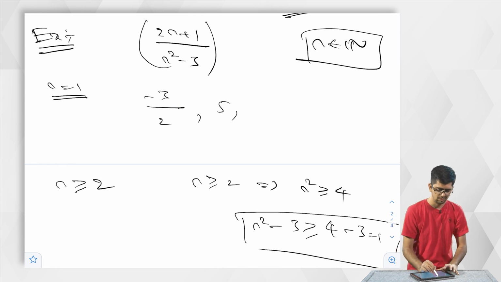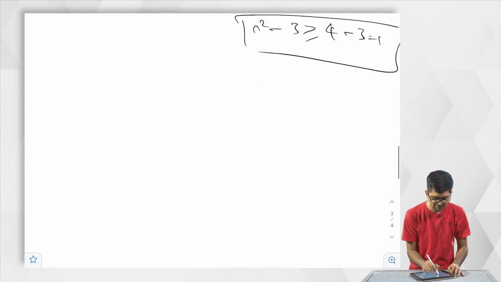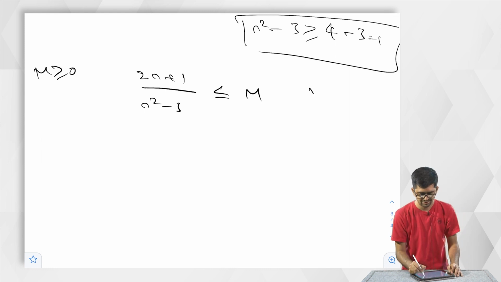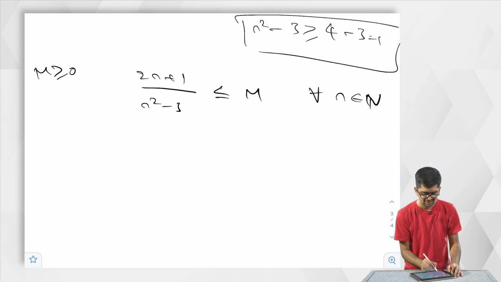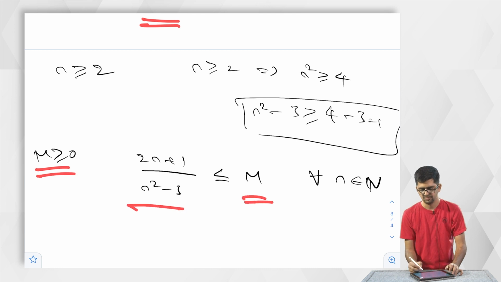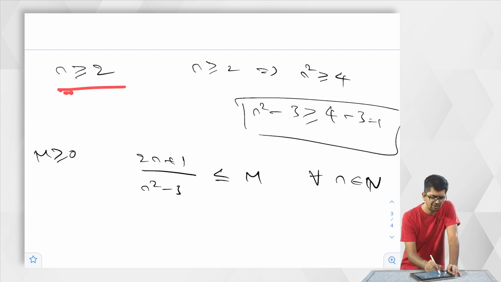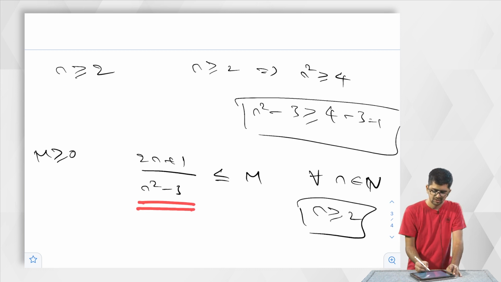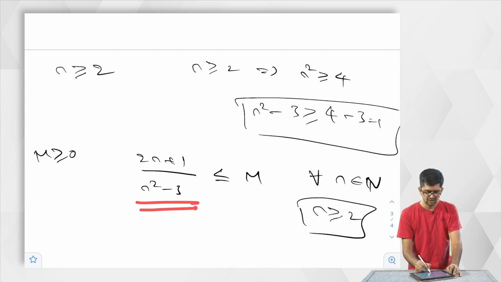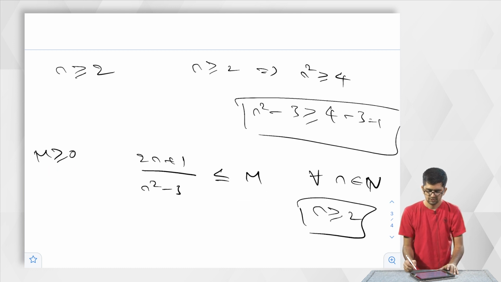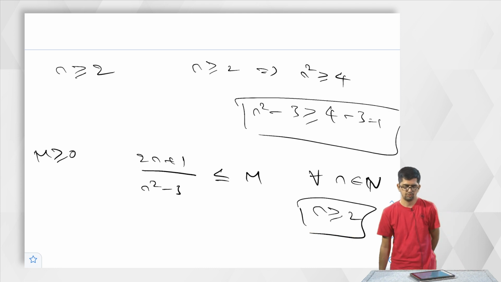Is it bounded above? How do we know? Now we are looking for a positive element m such that the term is less than or equal to m for every n belonging to N. But we can ignore the first element, because if m is positive, this is already less than m. The element for n equal to 1 is already negative, so it will be less than m for any positive m. So I am just taking n greater than or equal to 2.